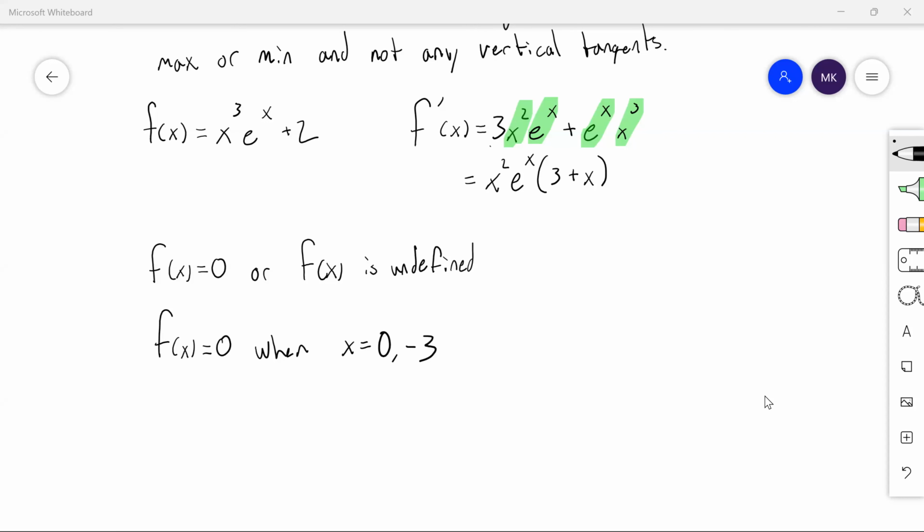So let's go back to our notes. And so what we have is that x equals -3 is a local minimum, and x equals 0 is neither. It's what we call a saddle point.